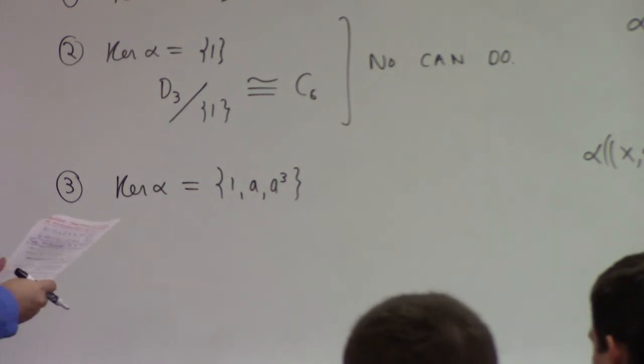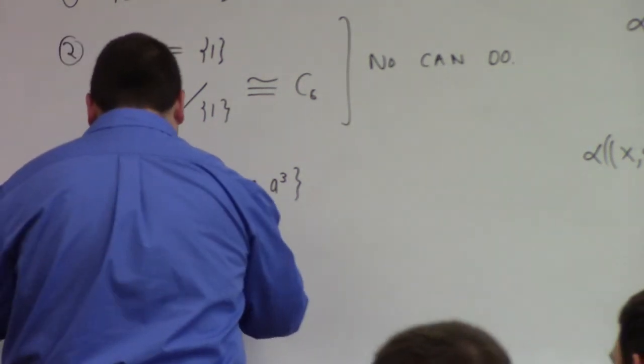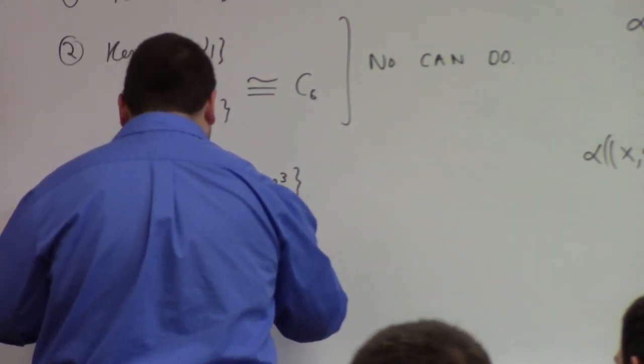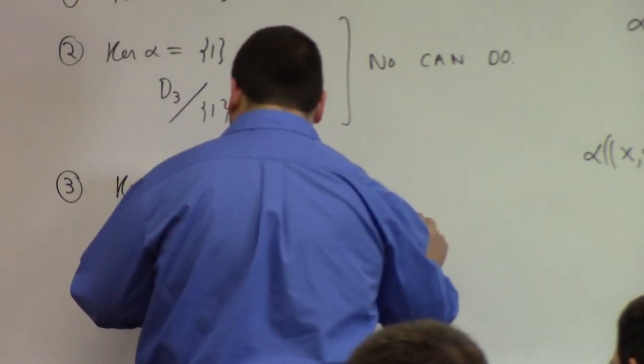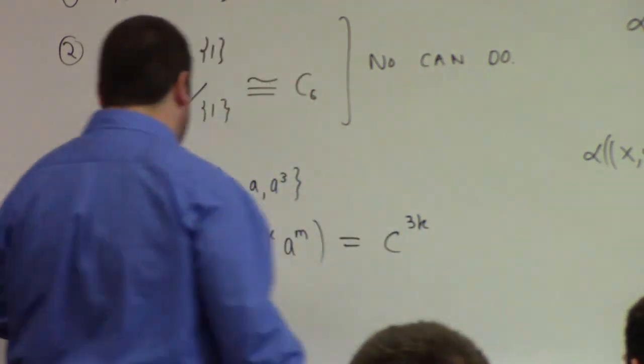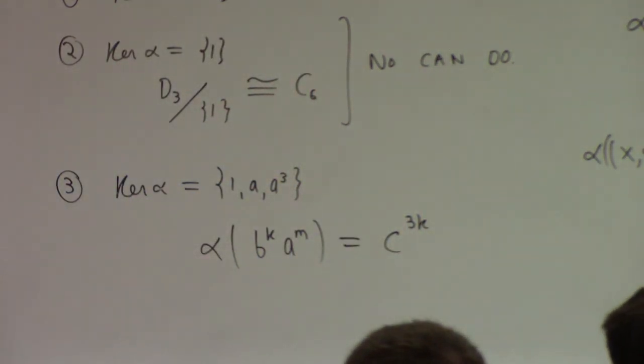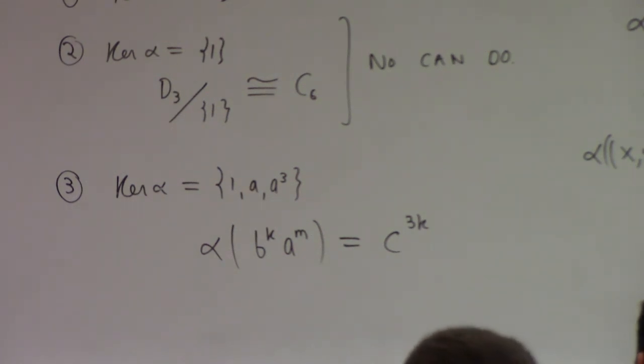And a short calculation shows you that the formula you want to put there is b to the k, a to the m equals c to the 3k. This will define a homomorphism from D3 to C6, which takes the cyclic subgroup of D3 as its kernel.